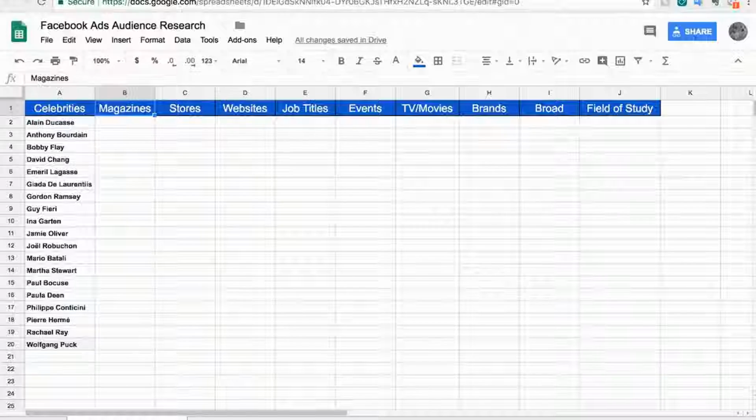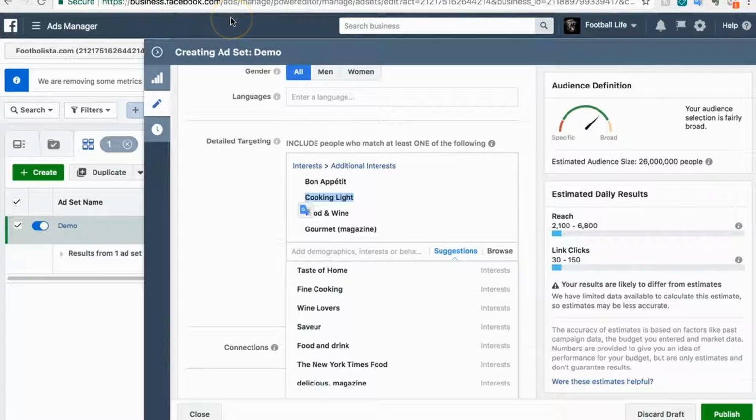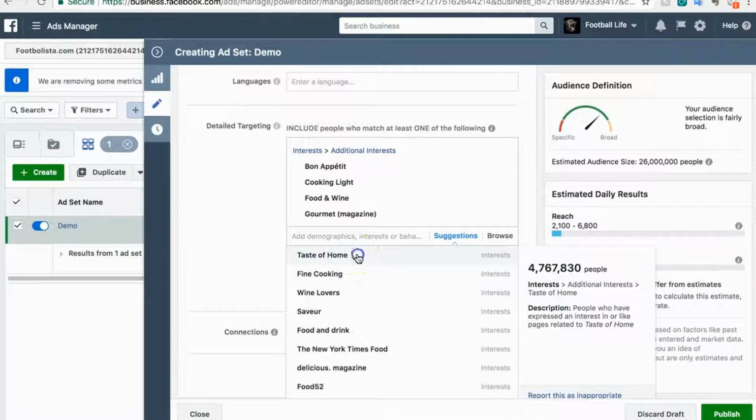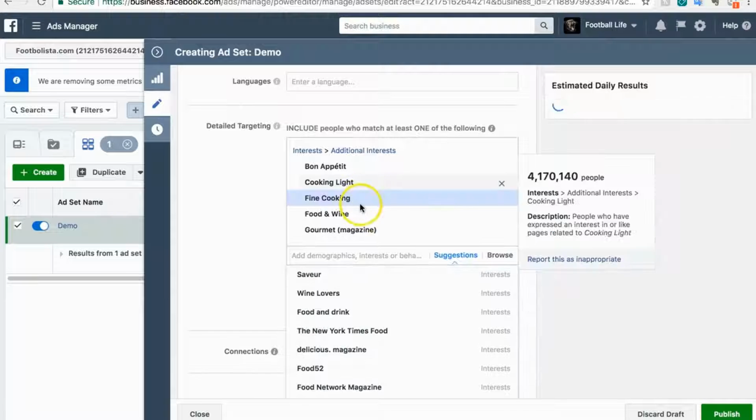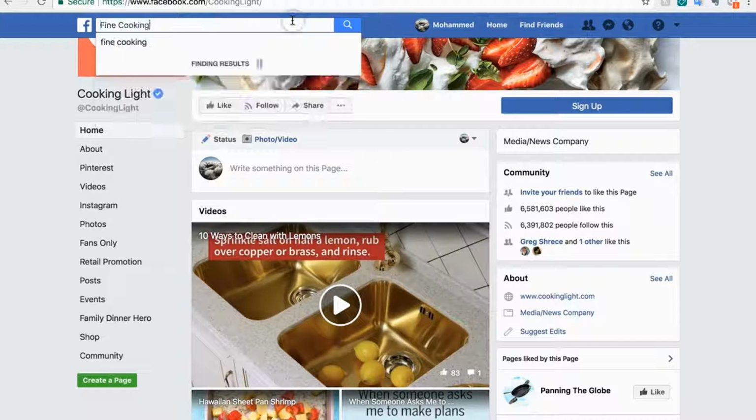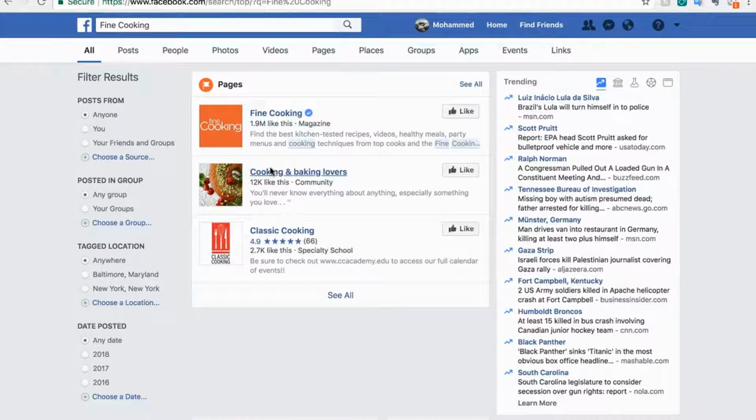So I want to make sure that I test each one of these groups out separately with the product to figure out if my buyers are hiding in there. Taste of Home, I know for sure. Fine Cooking, I think that's a magazine, but I'm not really sure. I'm going to copy this out, paste it here, and see what they have.